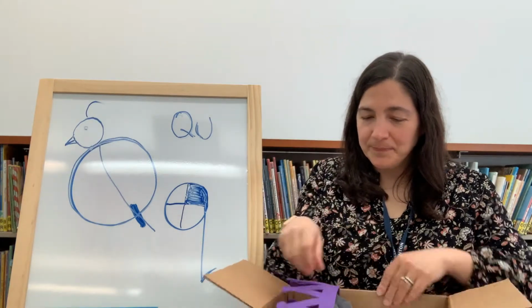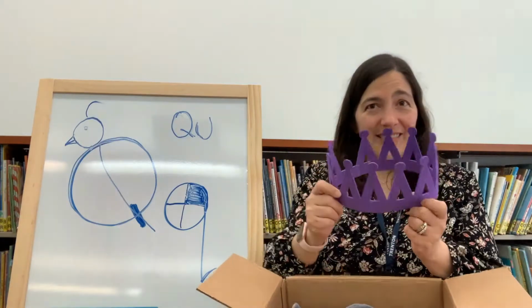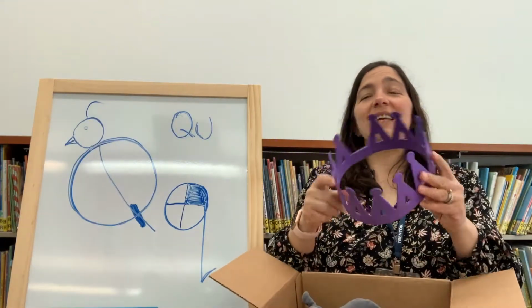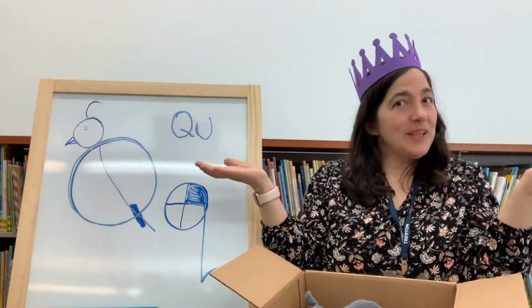Let's see. Oh, look at what I have here. Now, this doesn't start with the Q. This starts with a C. It is a crown. But when I put it on my head, I become a queen.